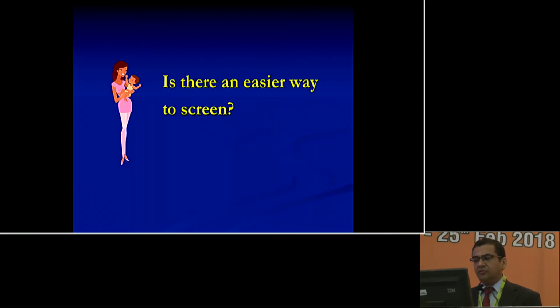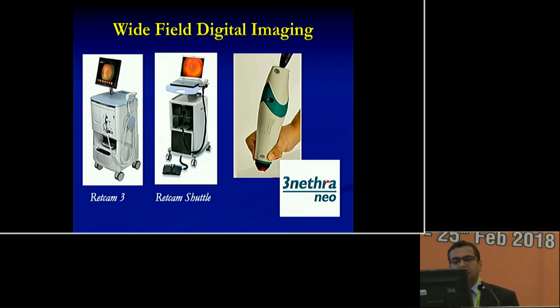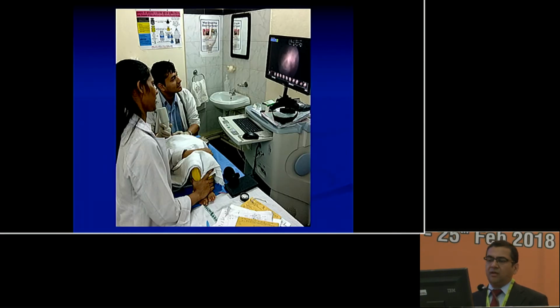So is there an easier way to screen for ROP? There is wide field digital imaging which has become very popular. On the left, you see the models of the RetCam, and on the right is an indigenous model, the Trinetra Neo, which has been developed in Bangalore. And these are different wide field imaging cameras, and you just have to put the camera over the eye of the baby and you can have a photograph.